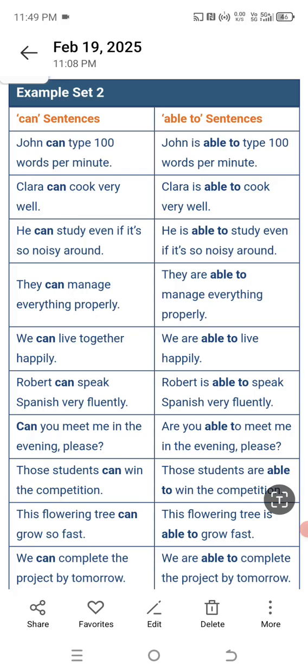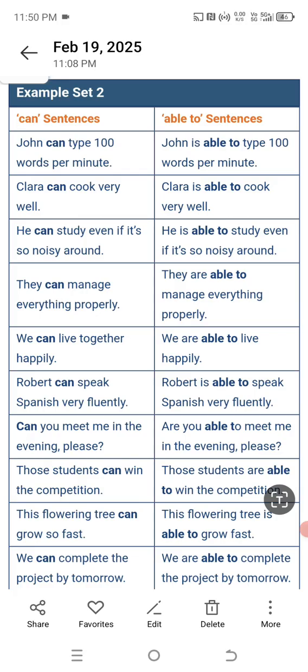Next example, he can study even if it's so noisy around. Here, he is a third person singular pronoun, and that's why we should take the correct to be form. Here, he is, and then remove the can from the sentence and write able to, and then the remaining part of the sentence as it is. So the answer of this sentence is he is able to study even if it's so noisy around.